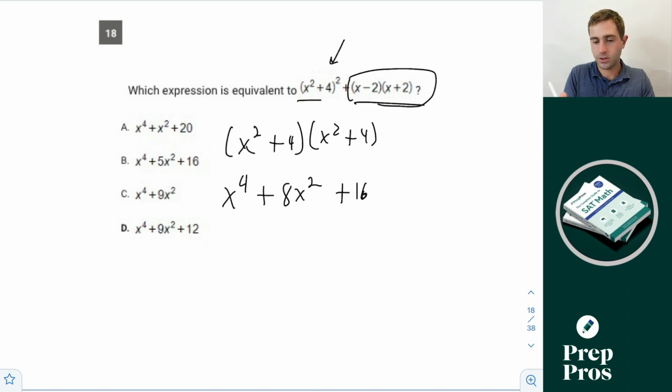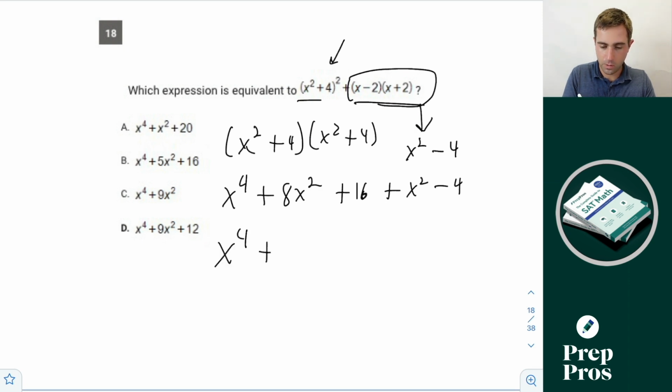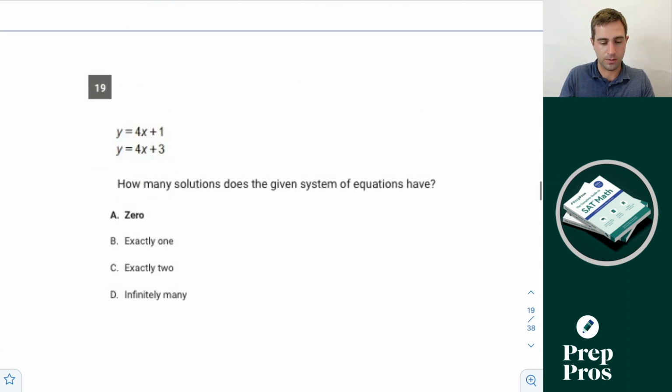And then x minus 2 times x plus 2. This is going to be equivalent to x squared minus 4. So we're going to add in an x squared and a minus 4. So this is going to give us x to the 4th plus 9x squared plus 12. And that will give us our correct answer here of D.